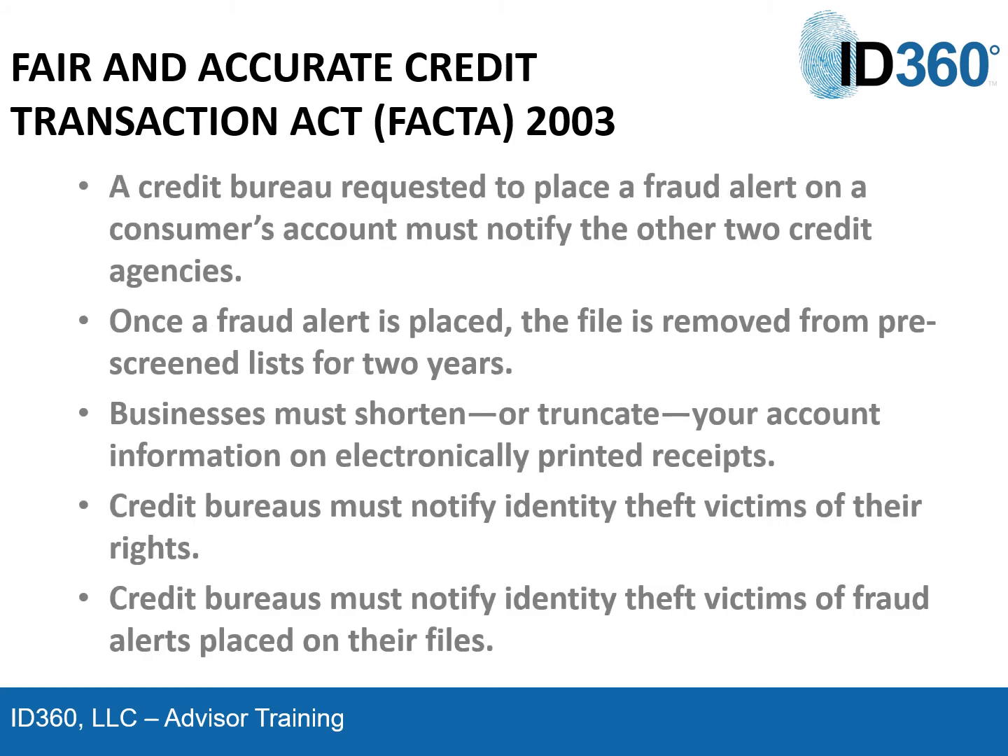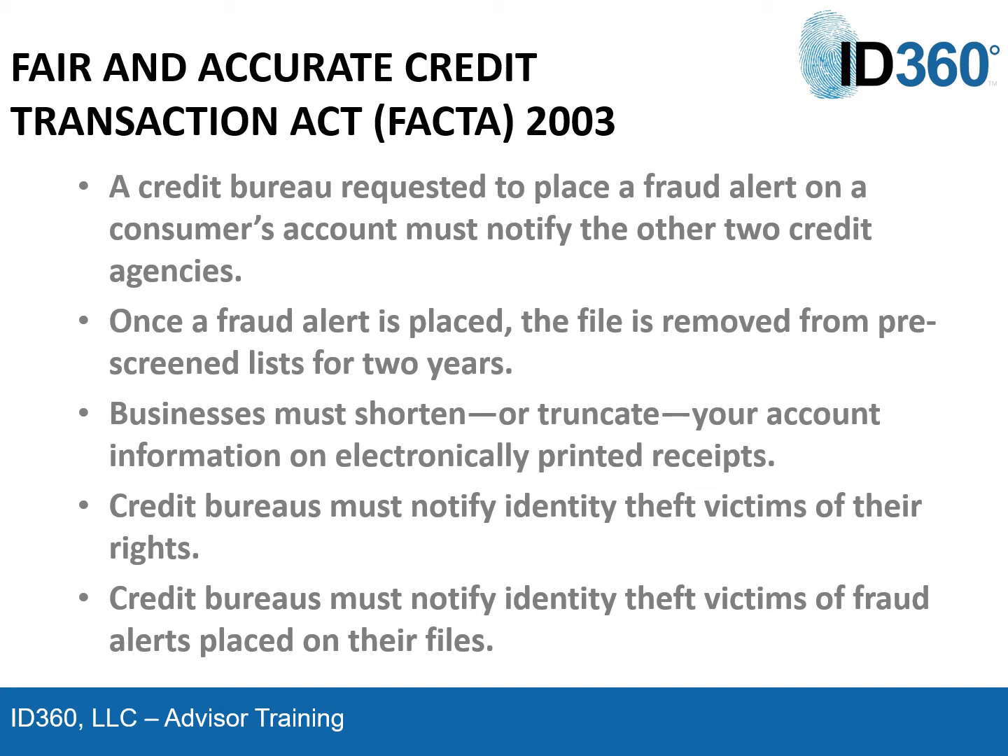A credit bureau, such as Equifax, TransUnion, or Experian, that has received a request to place a fraud alert on a consumer's account must notify the other two agencies. Once a fraud alert is placed, the file is removed from pre-screen lists for 2 years. Businesses must also shorten or truncate your account number information on electronically printed receipts. This is on the consumer copy only. Businesses still keep the entire account number and financial information on their copy.